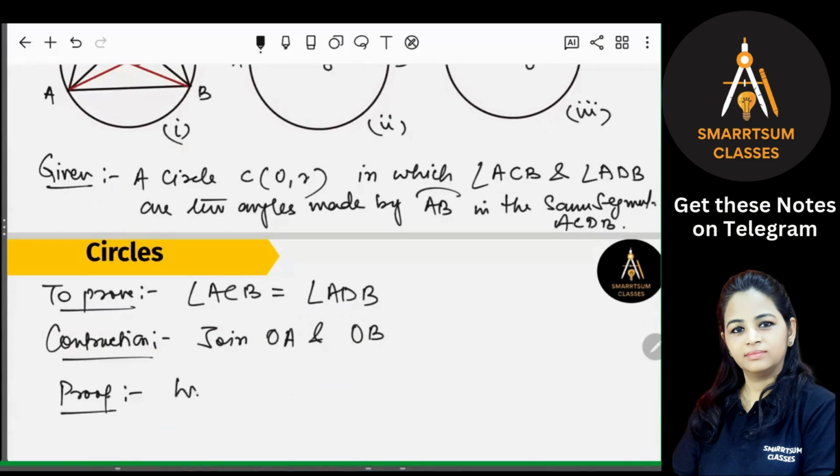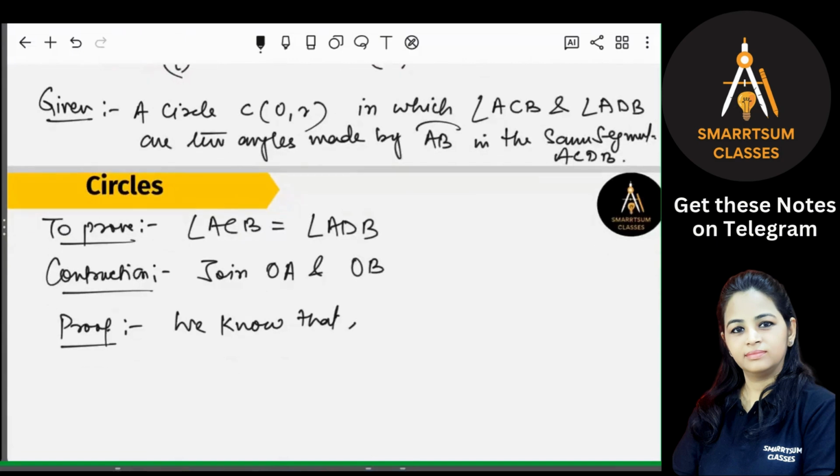As we already know, the angle made by an arc at the center of the circle is equal to twice the angle made by the arc at any point on its remaining part. This we have already done in the previous theorems, right? So write this down quickly.